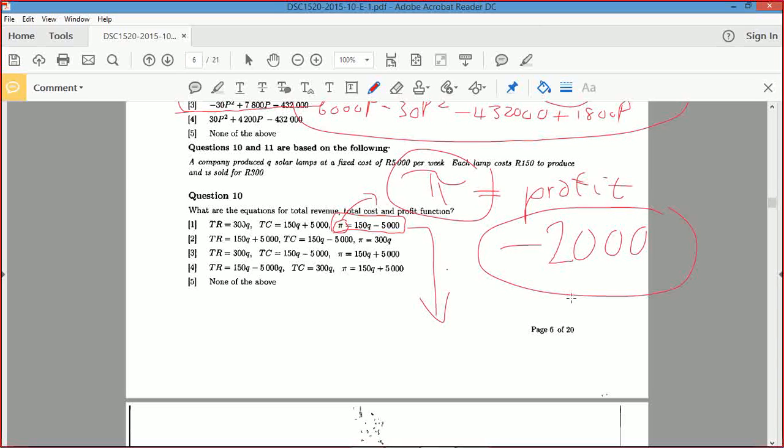How would I do that? How many lamps were produced and sold if they made a loss of 2,000 rand? Yes, so they wanted the Q or the P. Won't it be the Q? Can't you do it like this? Minus 2,000 plus 5,000 equals 150Q. Yes. Okay, so it's going to be plus. Good. Plus 5,000. That gives you 3,000.